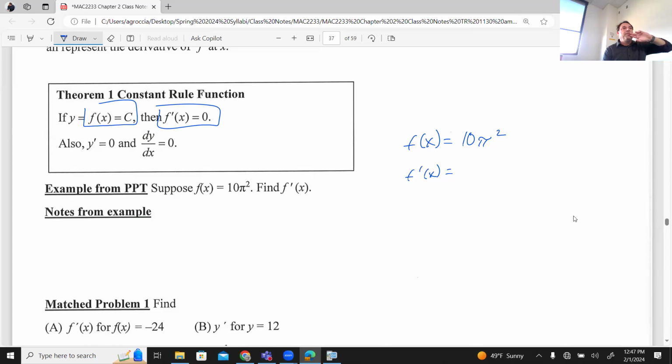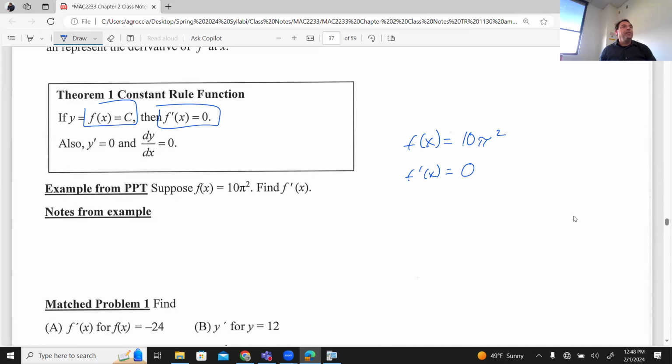Nope, haven't heard the answer yet. I just told you that pi is 3.1 and so on. Pi is just a number. Zero. What's the derivative of any number? 0. What is pi? A number.